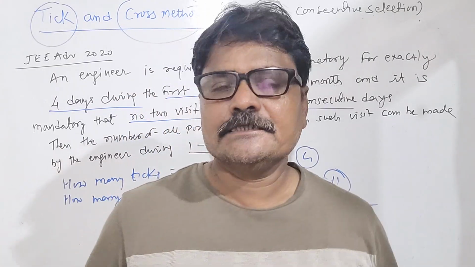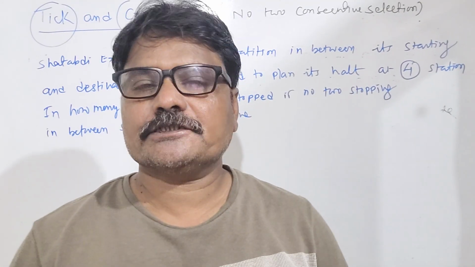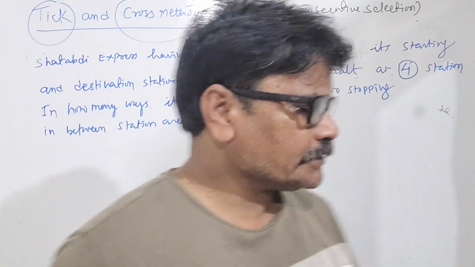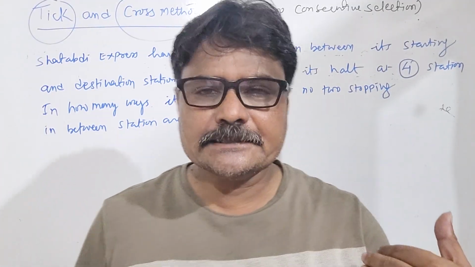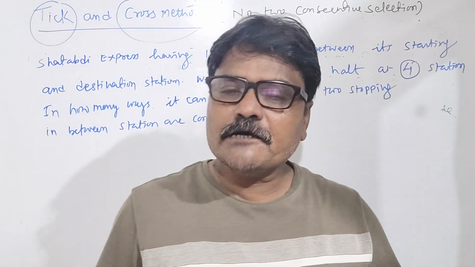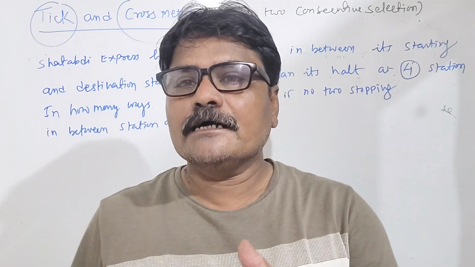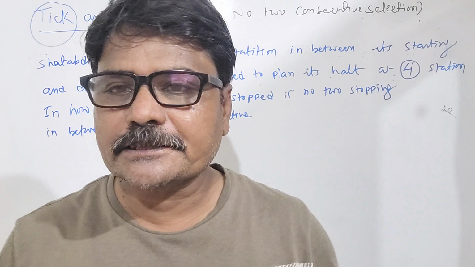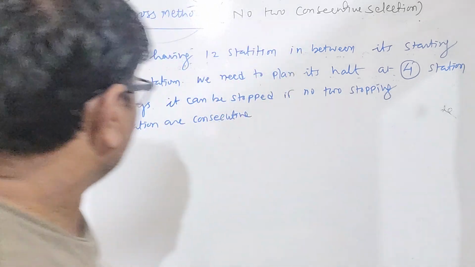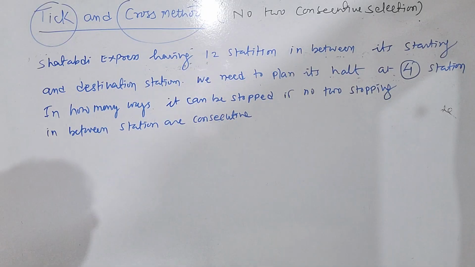One more question we will see. Now this is the last question. You can now easily solve these questions. You can understand each and everything regarding the tick and cross method: how many ticks we have to take, how many crosses we have to take, and in how many ways the crosses are to be arranged first, that is in a single way, because the crosses are identical. Here the question says that the Shatabdi Express has 12 stations in between its starting and destination station.